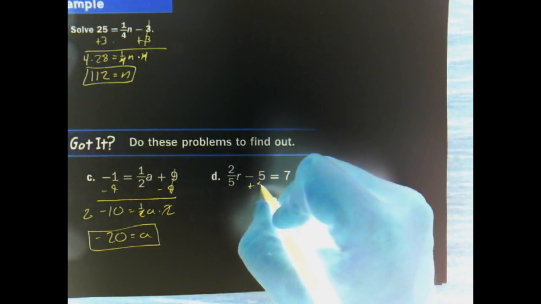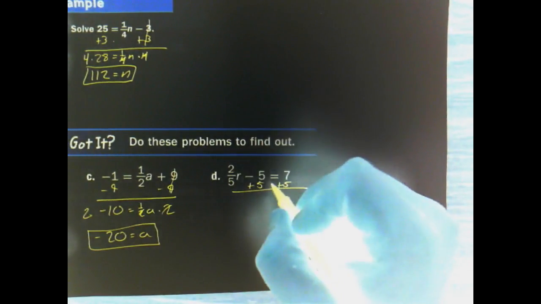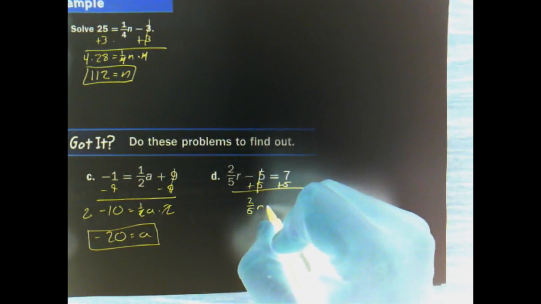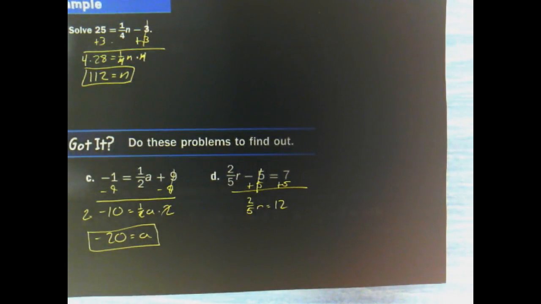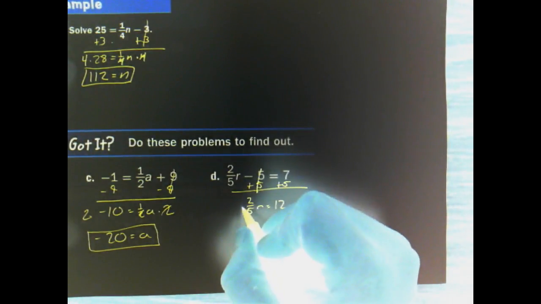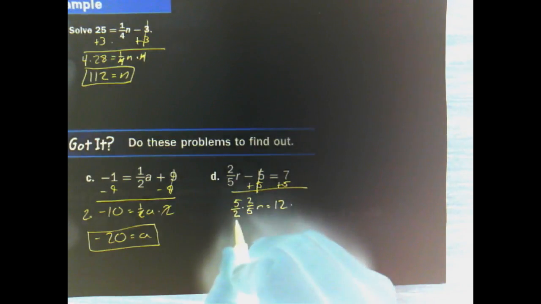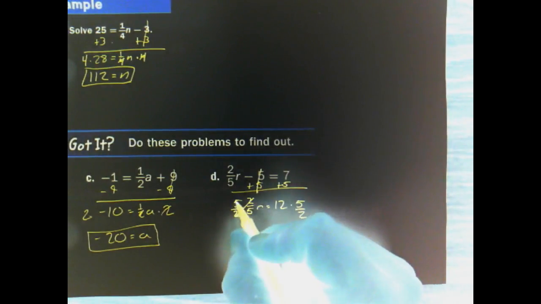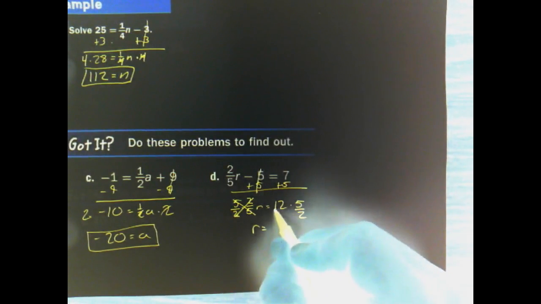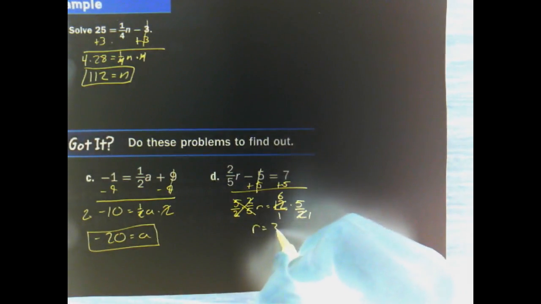The first thing I need to do is add 5 to both sides, because addition is the inverse operation of subtraction. So addition undoes subtraction. These cancel. I'm left with 2/5 r is equal to 12. So in order to get rid of the 2/5 on the r, I need to multiply by the reciprocal. The reciprocal of 2/5 is 5/2. And whatever I do to one side, I must do to the other. These cancel. I'm left with r is equal to, if I can cross reduce, 2 turns to 1, this turns to 6. 6 times 5 is 30.